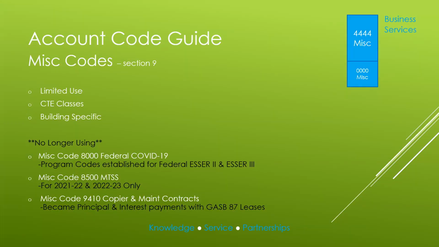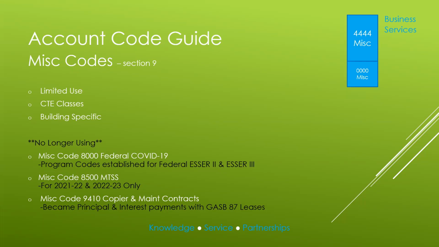In section 9 of the account code guide, we discuss miscellaneous codes. They are really for limited use. However, CTE does use it quite extensively to track classes. We can add a building specific code with a miscode. For example, if you want to track a specific donation, we could add a building specific code to run reports and track the donation expenditures.